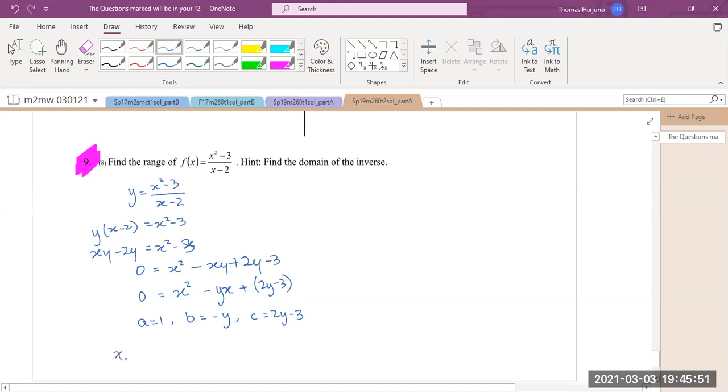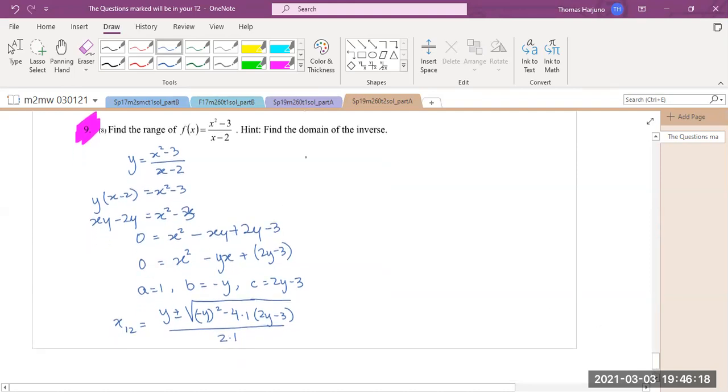Now, x1,2 will be negative b plus or minus the square root of b squared minus 4ac, over 2a. In other words, let me continue here. Now, x1,2 is equal to y plus or minus the square root of y squared minus 8y plus 12, all over 2.